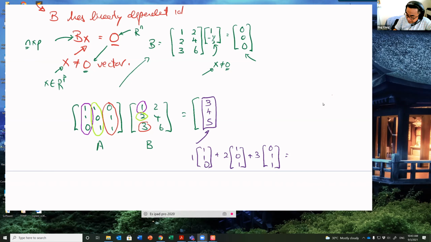What about the second column? Let's try the second column now with a different color. If you follow the argument, it will be 2 multiplied by the first column of A plus 4 multiplied by the second column of A plus 6 multiplied by the third. 2, 4, 6, sorry guys.